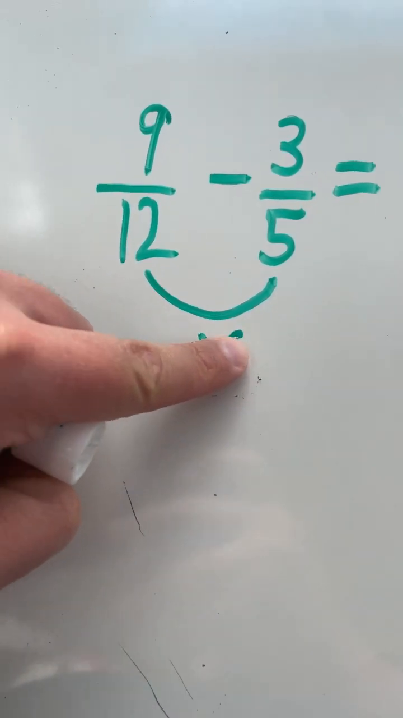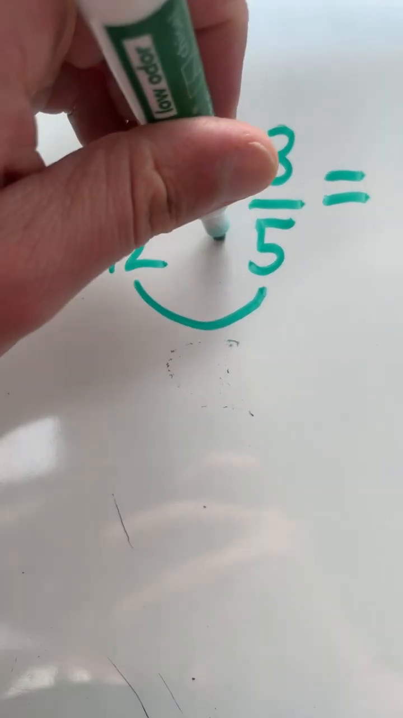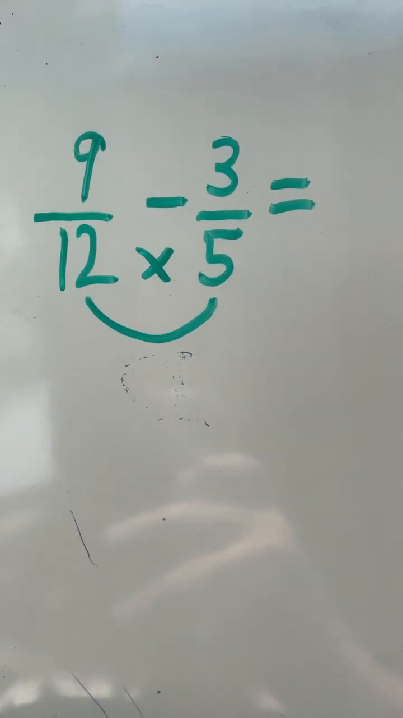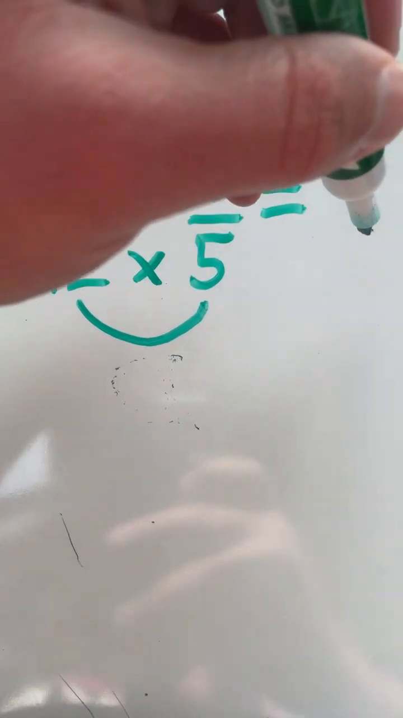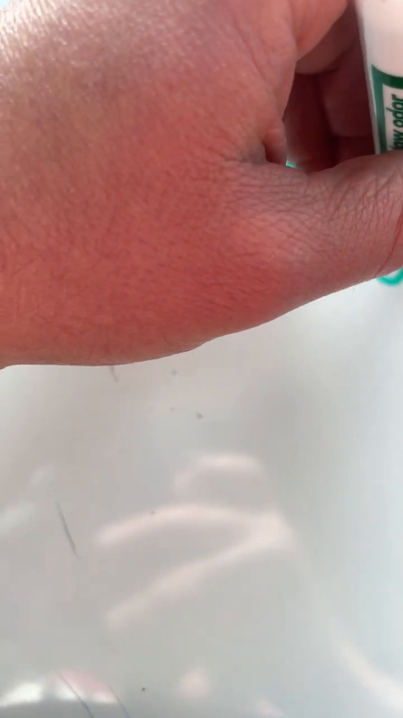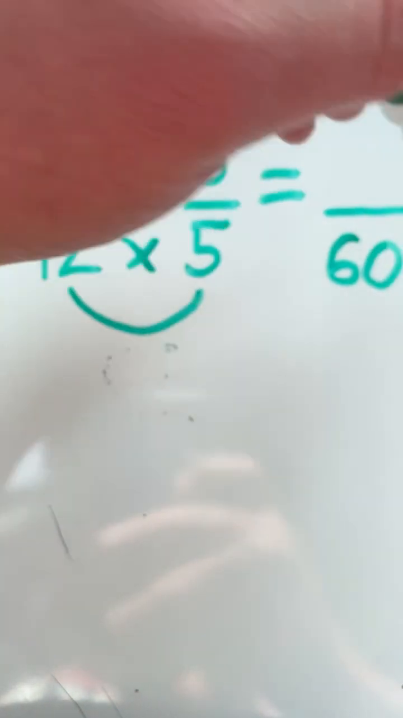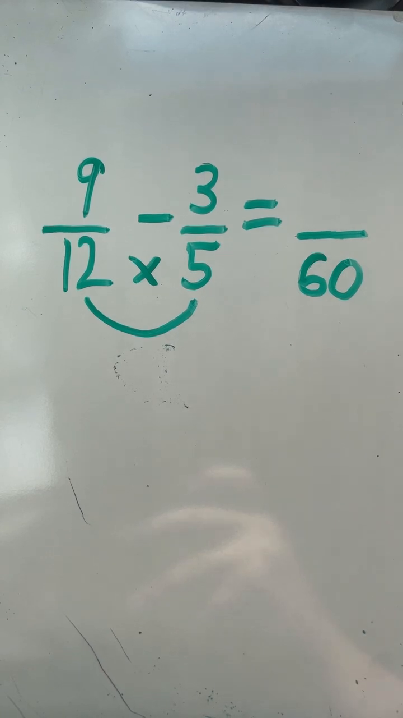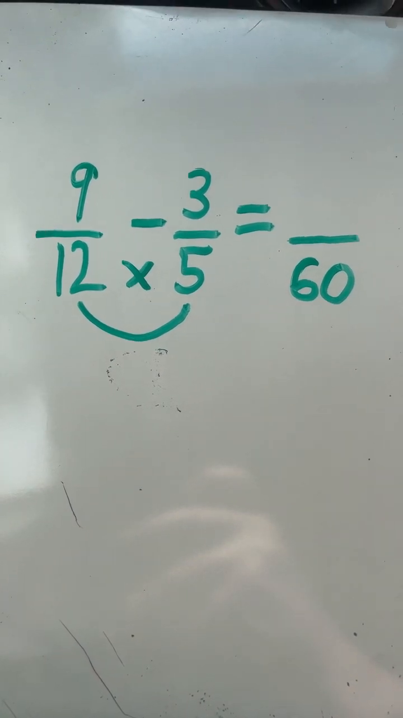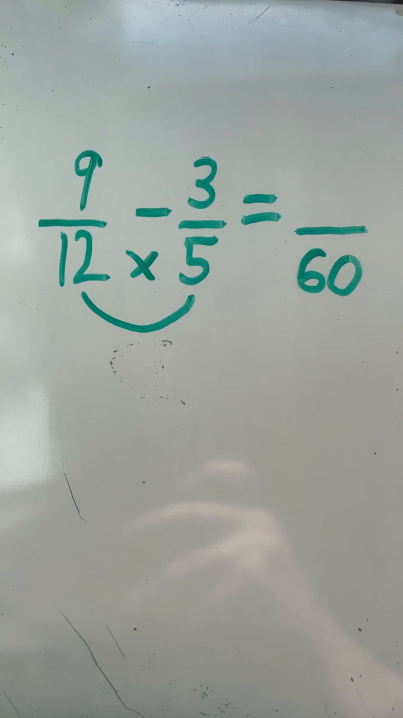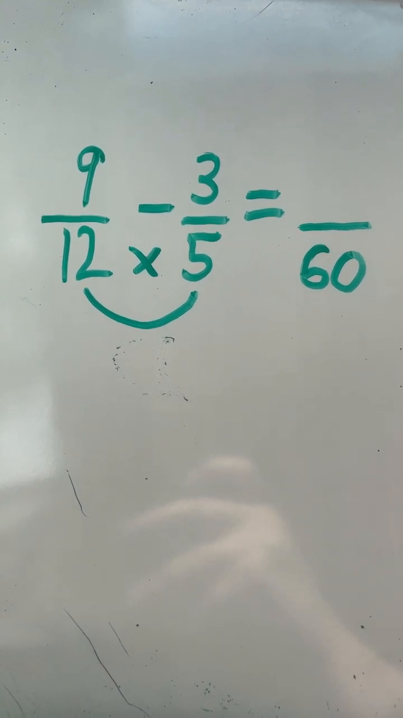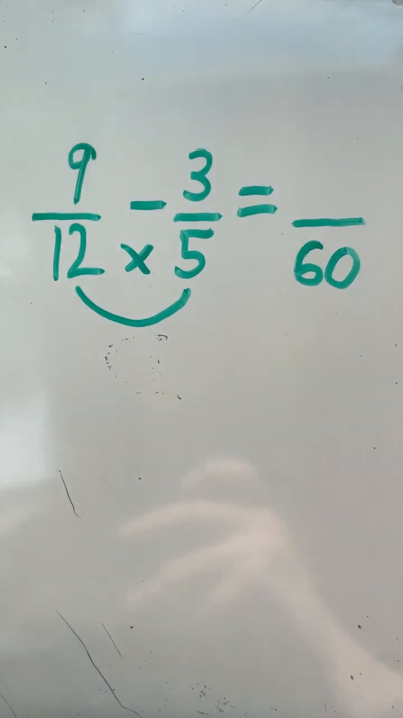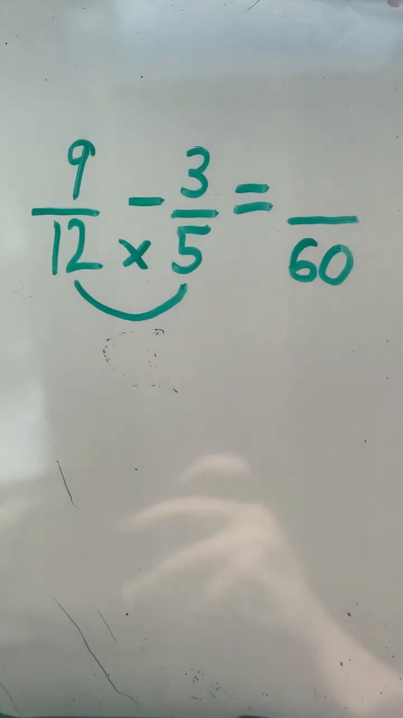Let me put the multiplication sign up here, because this really makes it look a little more realistic that way. All right, so 12 times 5 equals 60. So 60 is going to be our common denominator. Now to find our numerators, to find what 9/12 would equal in 60ths, and to find what 3/5 would equal in 60ths, we have to cross multiply.